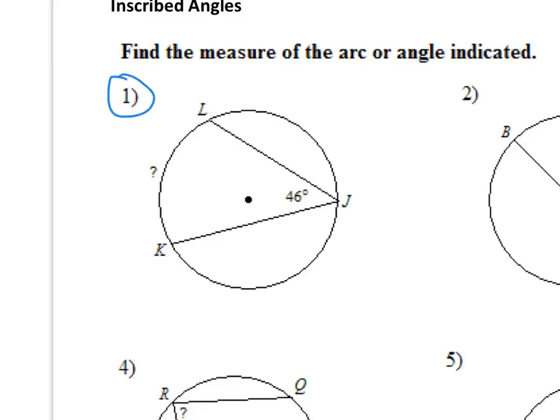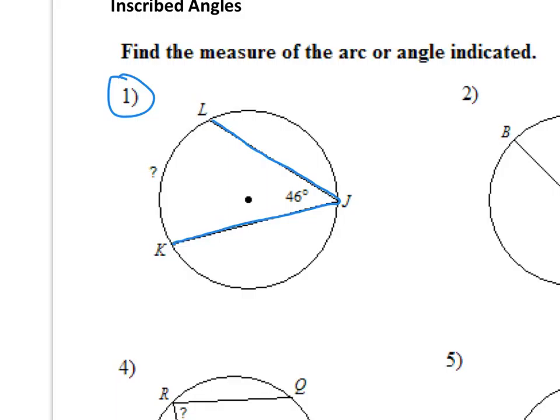So in class, we talked about the fact that an inscribed angle, which is an angle whose vertex is on the edge of the circle, has a degree measure that is half of what the arc is that angle creates. In other words, with this problem specifically, this 46-degree angle is half of the degree measure of this question mark arc.